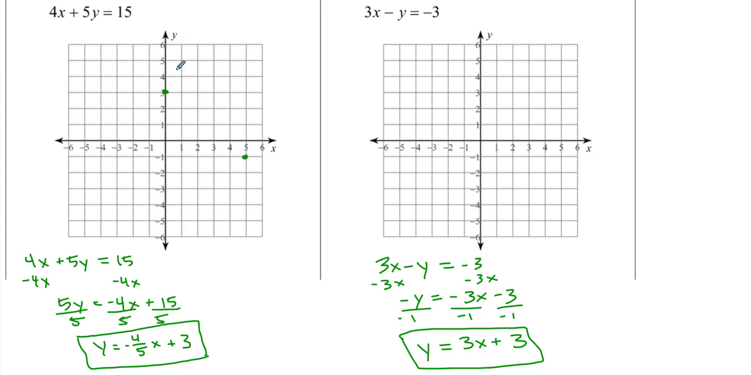Okay. Can I go up 4? 1, 2, 3, 4. I cannot. So 2 points is the most that I could put on this graph. So I'm just going to keep it like that, and I'm going to draw my line.